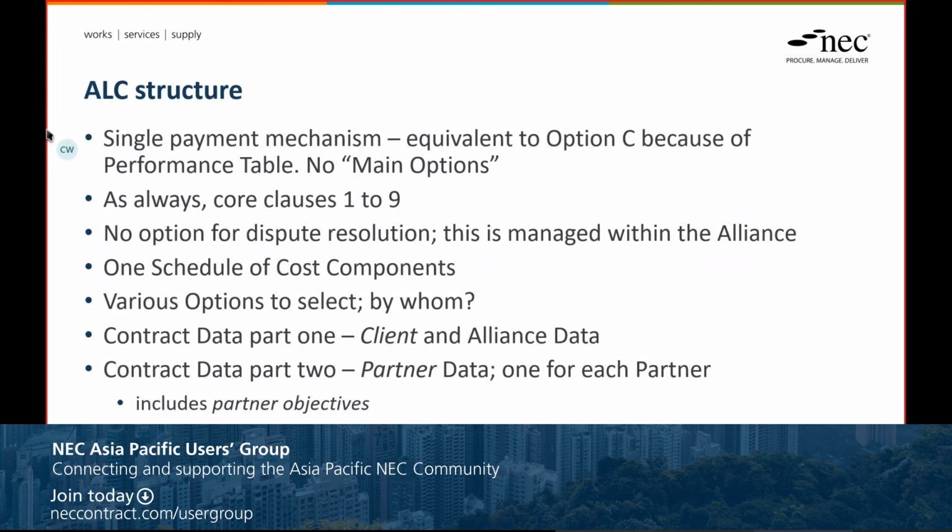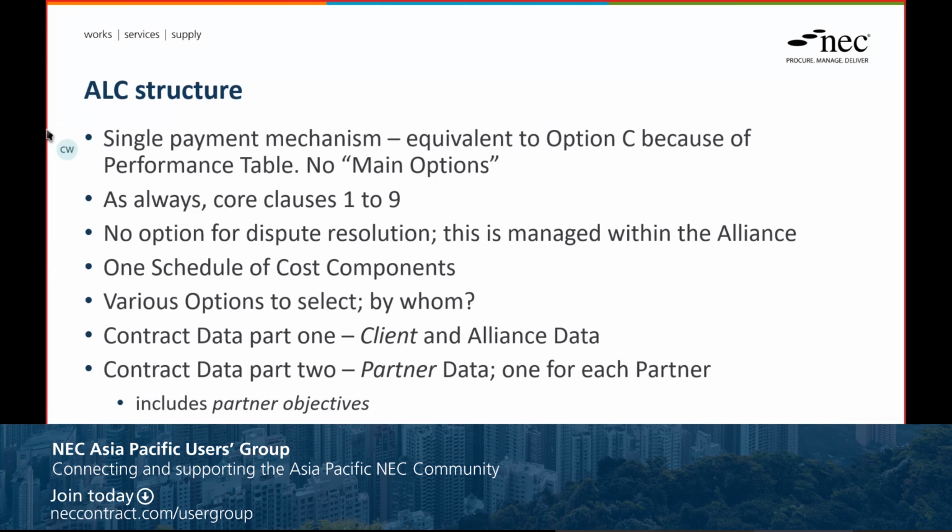You've still got contract data part 1 and part 2, and essentially the client would fill out part 1, and each partner, in this case, you've got contract data part 2 for each of the partners who form the alliance. They would fill out the relevant bits of part 2 to suit them. It talks about the various options to select and by whom.